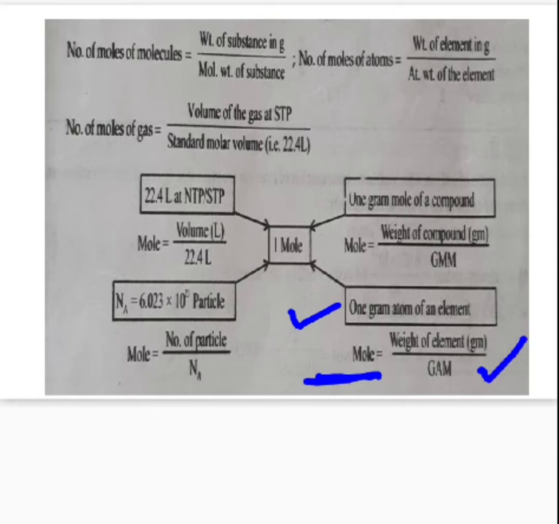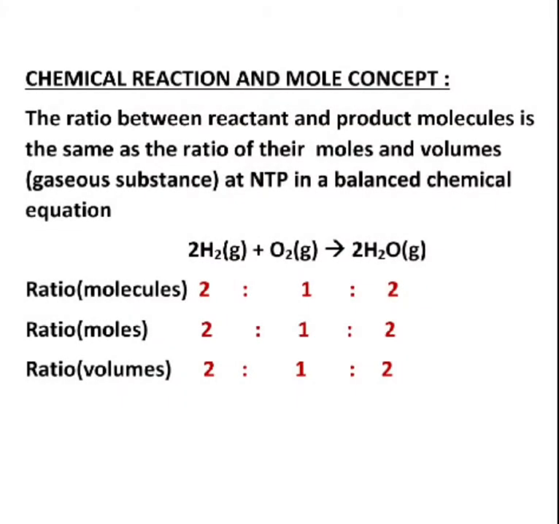So these are the important formulas related to the number of moles. Depending upon the data given, you can apply the formula and calculate the number of moles. Let us move ahead now. Let us see one more important relation between chemical reaction and mole concept. The ratio between reactant and product molecules is the same as the ratio of their moles and volumes, particularly applied for gaseous substances at NTP in a balanced chemical equation.